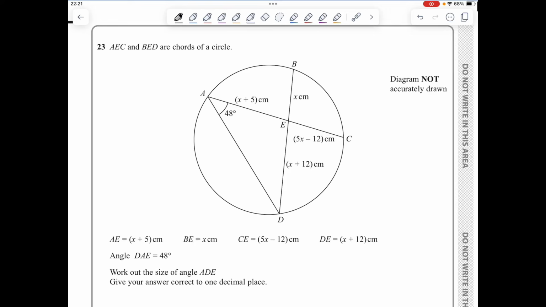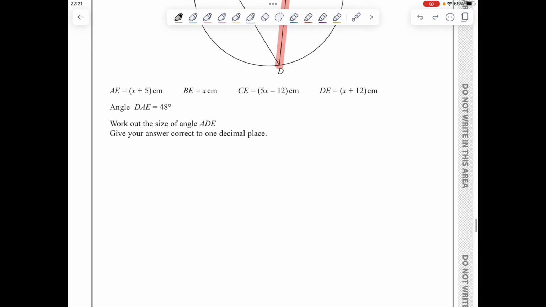I'll start question 23 by finding the value of x, and to do so I'll use the intersecting chord theorem. The two chords I'm going to use are the following. The point of intersection is E, so the formula is the following: EA times EC equals EB times ED. So let's substitute the expressions in.